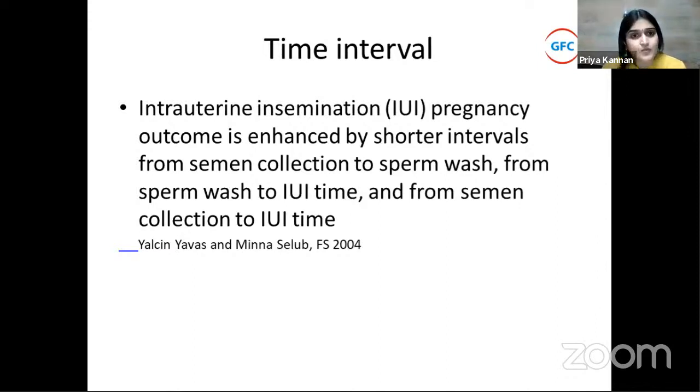For example, in IUI, the time interval. The IUI pregnancy outcome is enhanced by shorter intervals from semen collection to sperm wash, from semen wash to IUI time, and from semen collection to IUI time. The shorter the interval between semen collection and the IUI, the better the success rate will be. This is what was published in 2004.